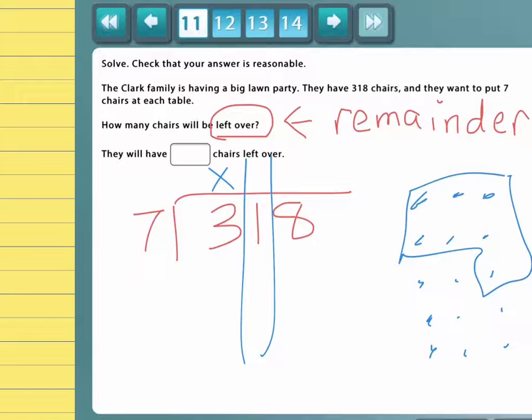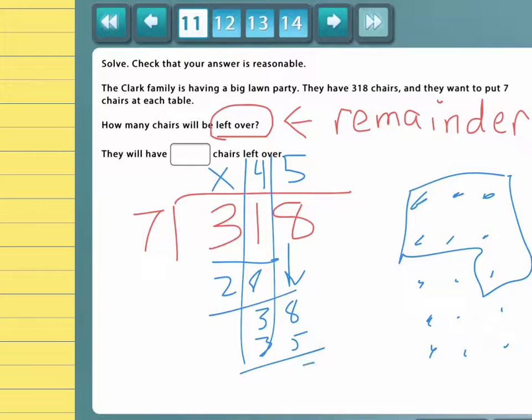So 7 does not go into 3 hundreds, 7 does go into 31 tens, going to go in 4 times. You're going to end up with 28. Subtract 28 from 31, you get 3 tens left over, and regroup those into 38 ones. 7 goes into 38 5 times, and there will be 3 chairs left over. So they will be able to have 45 tables, and there will be 3 chairs left over.